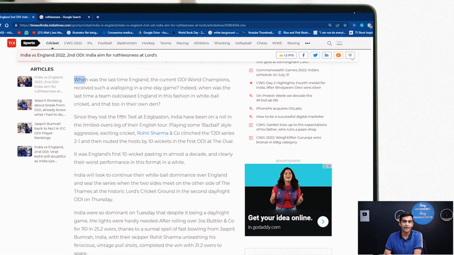Let's read further. When was the last time England, the current ODI world champion, received such a walloping in a one-day game? So we got the context that he is talking about England being the current ODI world champion. That means they are good at what they do. They received such a walloping in a one-day game. So what is walloping? Walloping is a beating. I mean, when was the last time that England was defeated in a one-day game so ruthlessly? Indeed, when was the last time a team outclassed England?